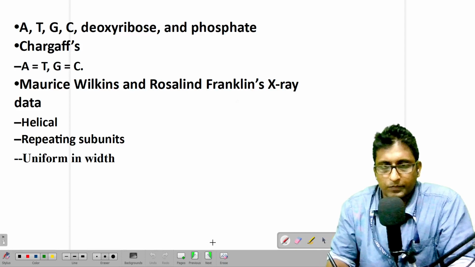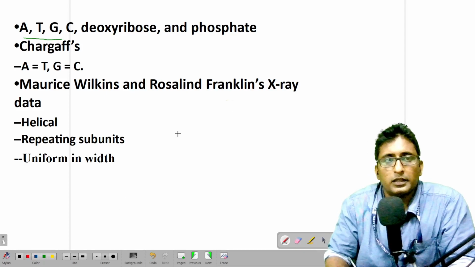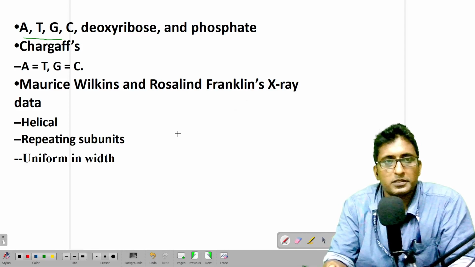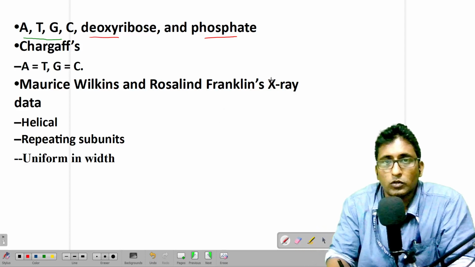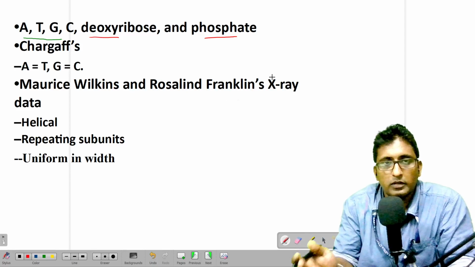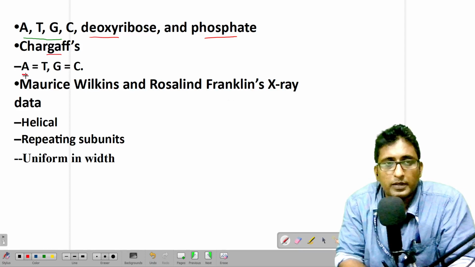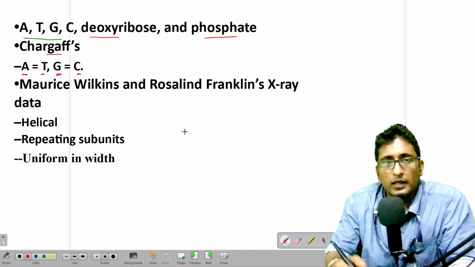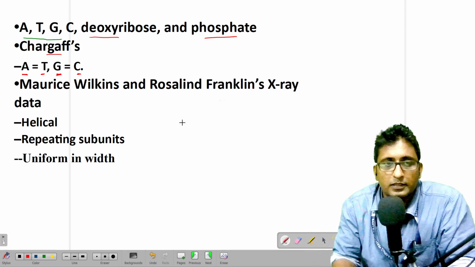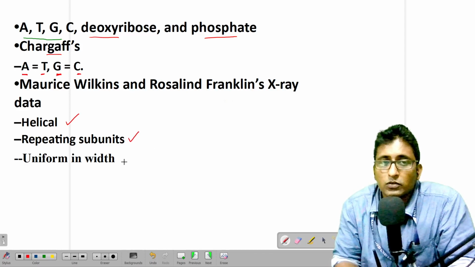The information that Watson and Crick had was that the chemistry was clear. There are 4 nitrogenous bases, A, T, G, C. It had a pentose, that is deoxyribose, and phosphates. And they knew the nucleotides, and how they are put together is something important. They also had the information from Chargaff that the proportion of adenine is equal to that of thymine, and the proportion of guanine is equal to that of cytosine. And from Maurice Wilkins and Rosalind Franklin's X-ray data, they knew that the structure is helical, had repeating subunits, and is uniform in width.